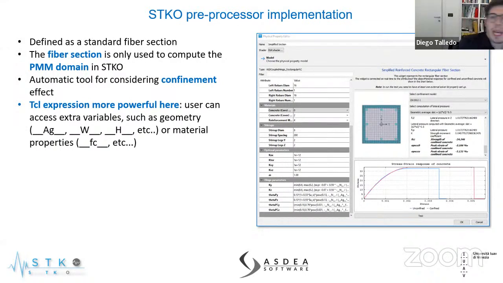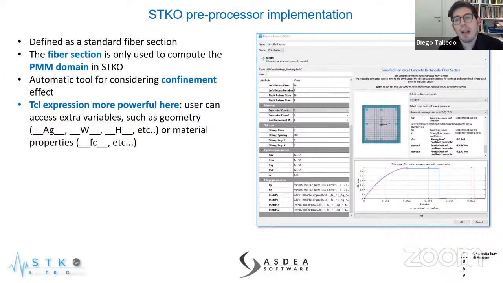So what about the STKO preprocessor implementation? We defined a specific X object where we can input all those parameters. It's defined basically by a standard fiber section. We need this fiber section in order to compute the interaction domain, and it's used just for that. So it's used internally in STKO just in the moment we are generating the TCL files.